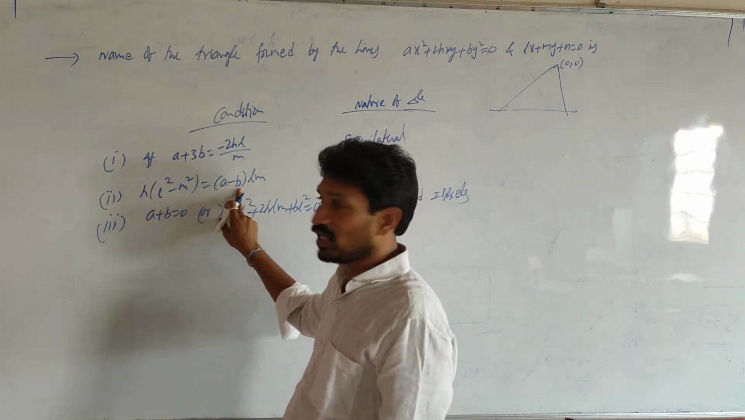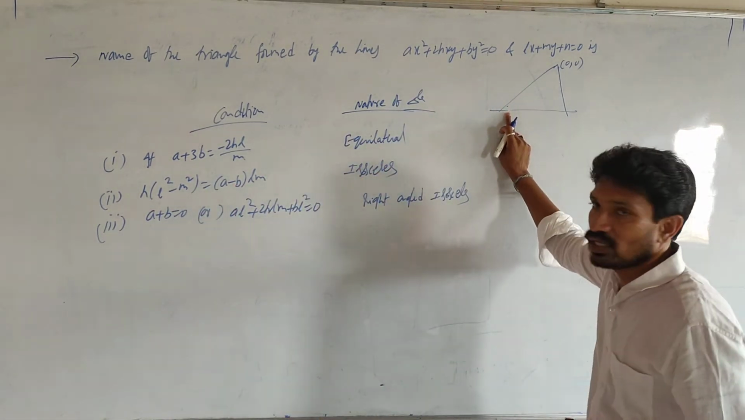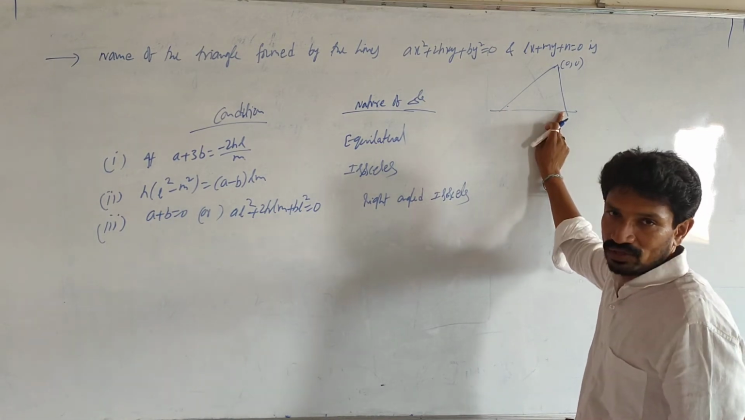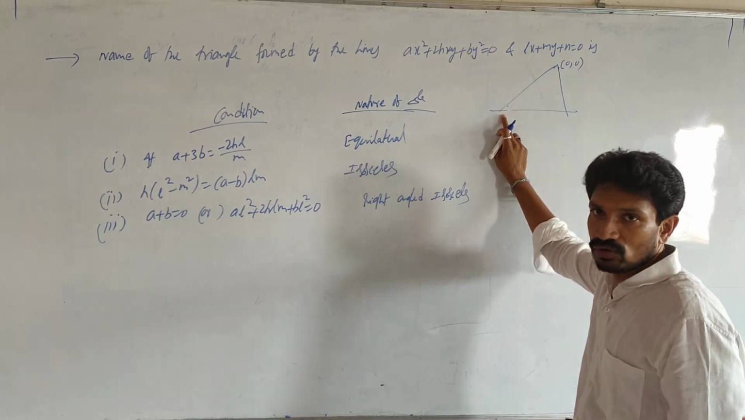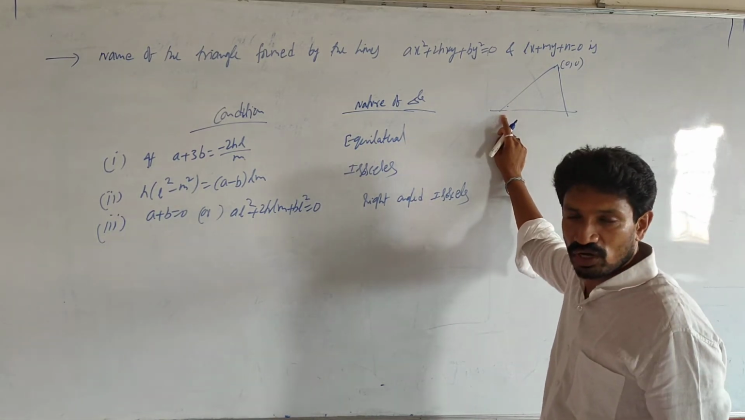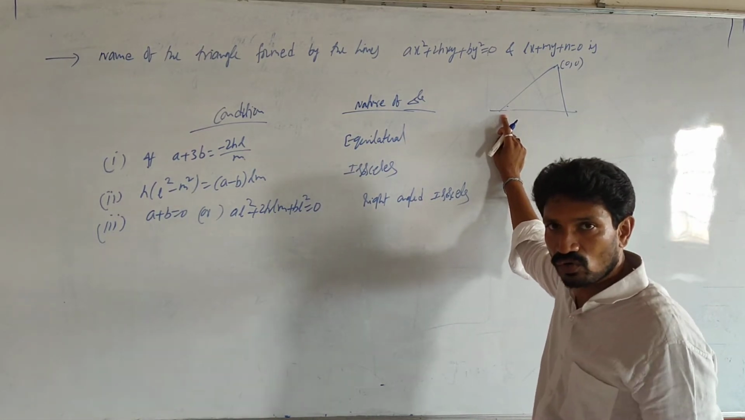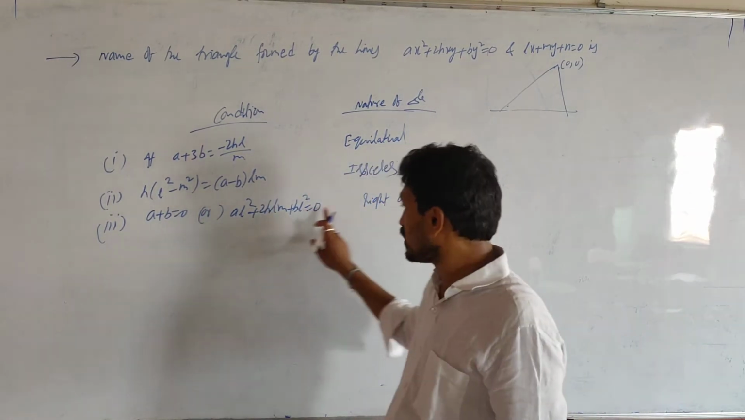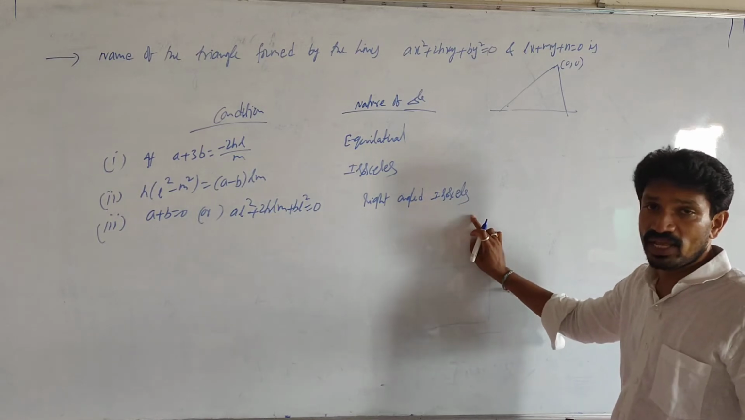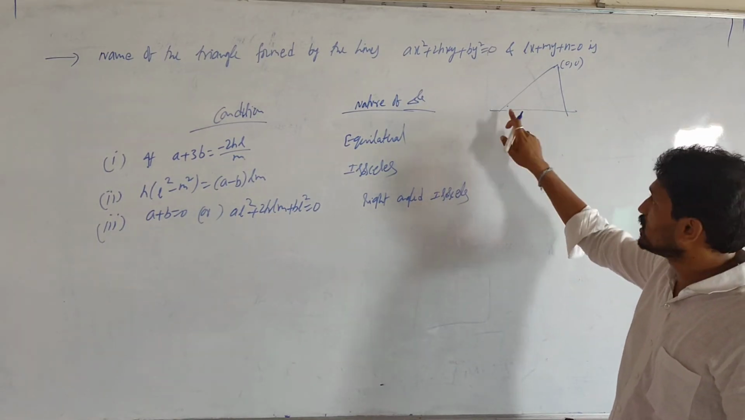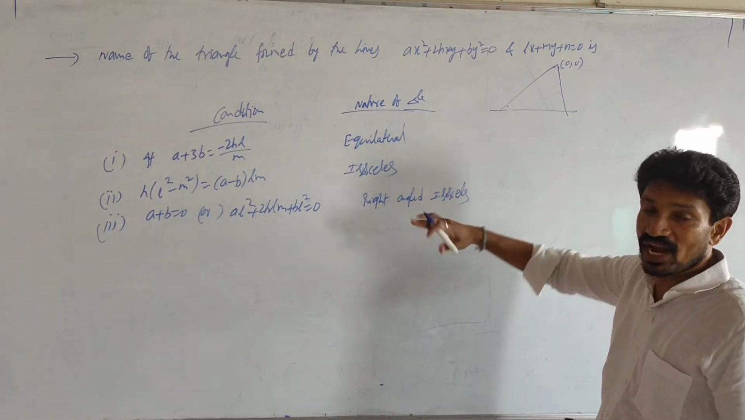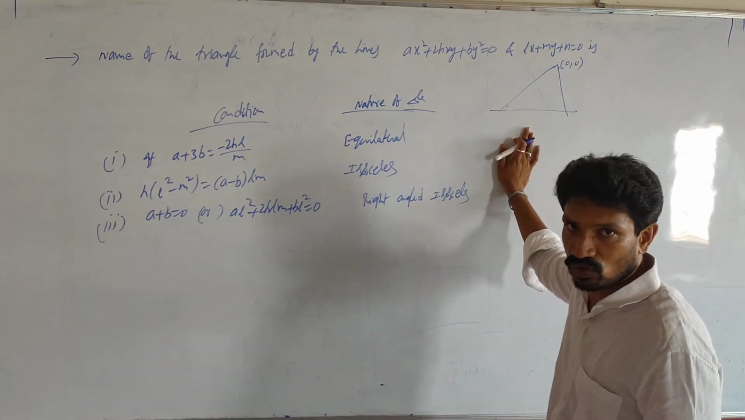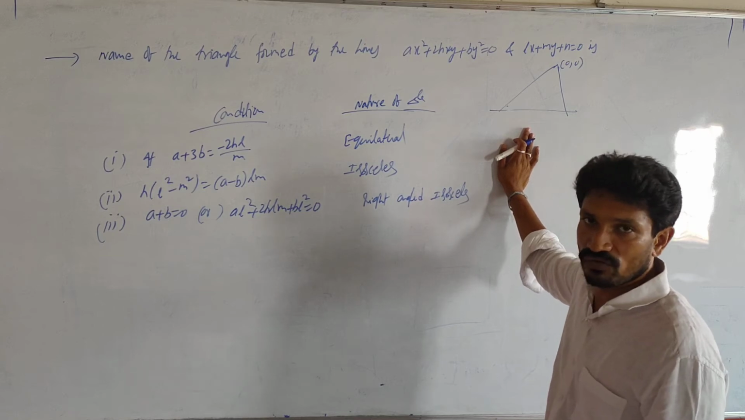If it satisfies, you get these two angles equal only. That means tan theta is not equal to 1, tan square theta is not equal to 1. If any one of these two conditions is satisfied, it will be a right angle isosceles triangle. That means here 45, here 45. That means tan theta is equal to 1, theta is equal to 45 degrees.